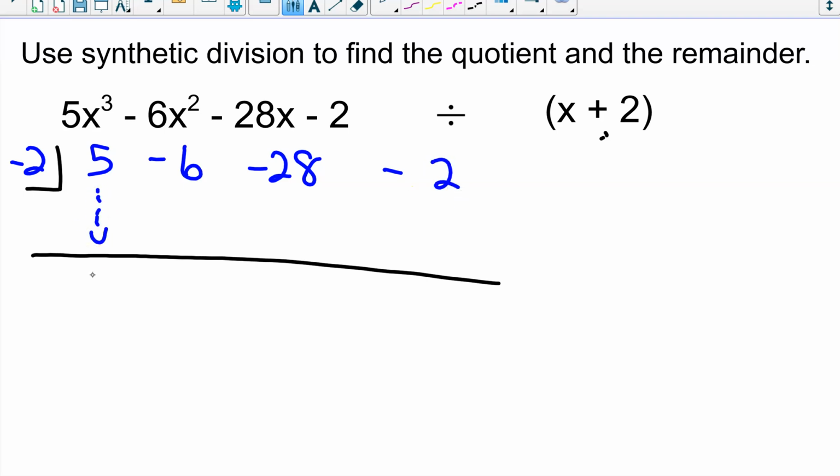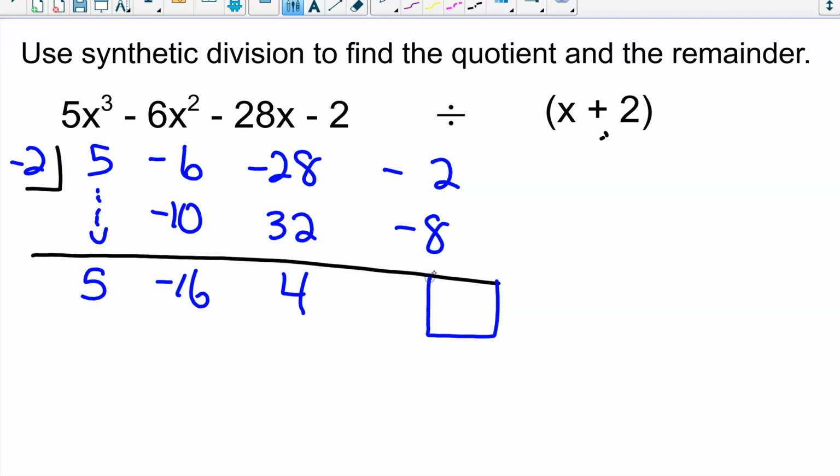So we're going to bring this down, and that's 5. Negative 2 times 5 is negative 10. I'm going to add. Negative 2 times negative 16 is positive 32. Be very careful. And I'm going to add. And then negative 2 and 4 is negative 8. And I'm going to add. I'm going to box that in. And that is my remainder.